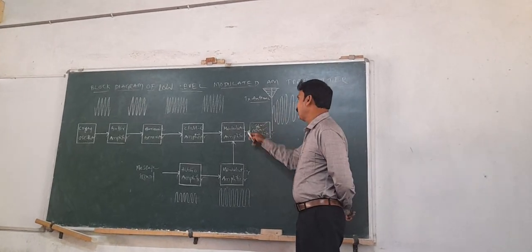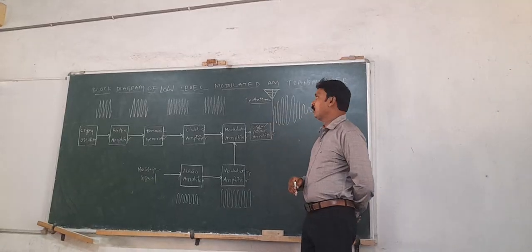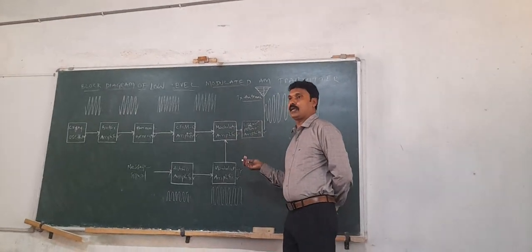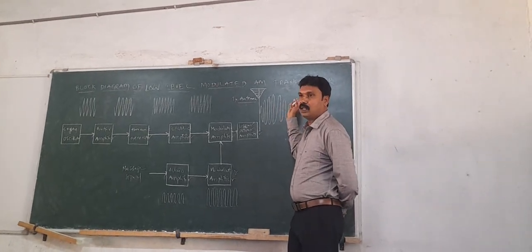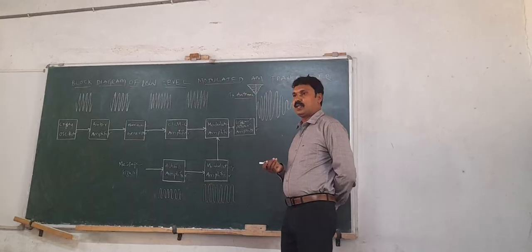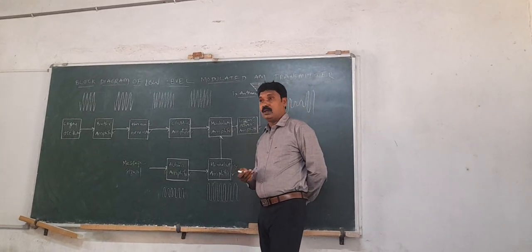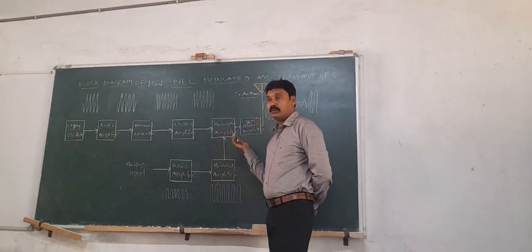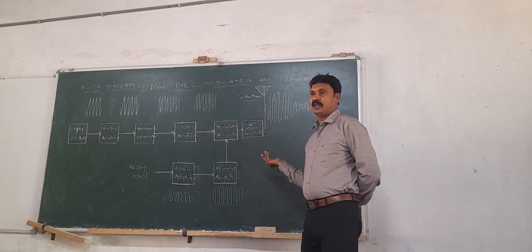This power level or linear signal will be transmitted to the transmitting antenna, where this low level carrier signal also can be transmitted using the AM transmitter. So in the previous topic it was proved that the high level signal can be transmitted. Now it is proved that the low level signal also can be transmitted. Finish.